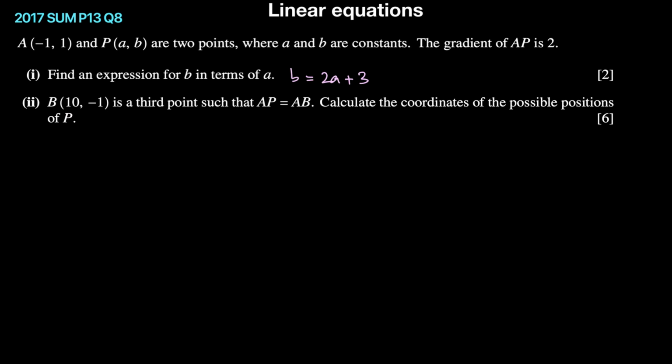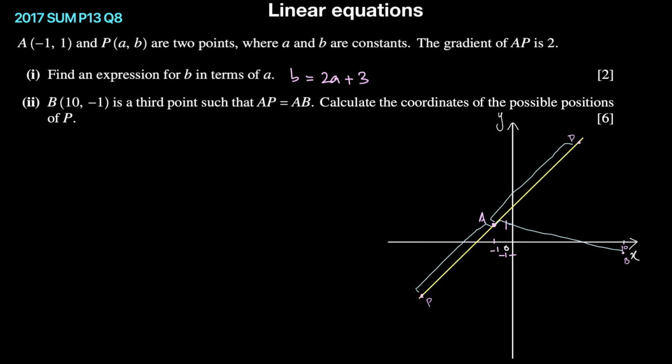Now, let's try to visualize this first. What we have here is a point A whose coordinates we know is minus 1 comma 1, and a point P which has the coordinates a comma b. The point P can be in 2 possible locations. P could be over here or P could be over here. We don't know which side of A it lies on, but they want us to find the coordinates of P, given that AP, this distance from A to the point P, is the same as the distance from A to the point B, which is 10 comma minus 1. So this distance AB is equal to AP.